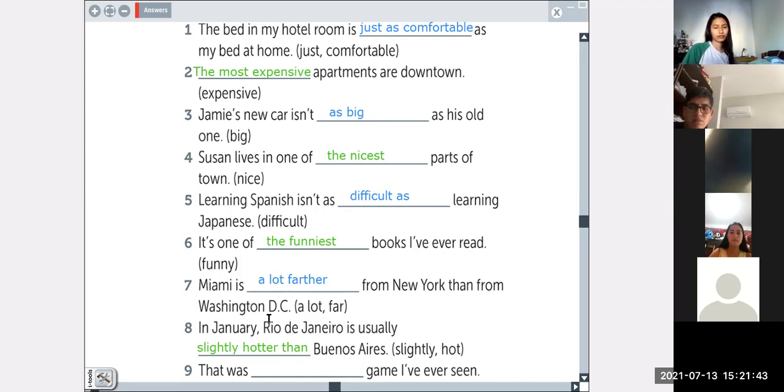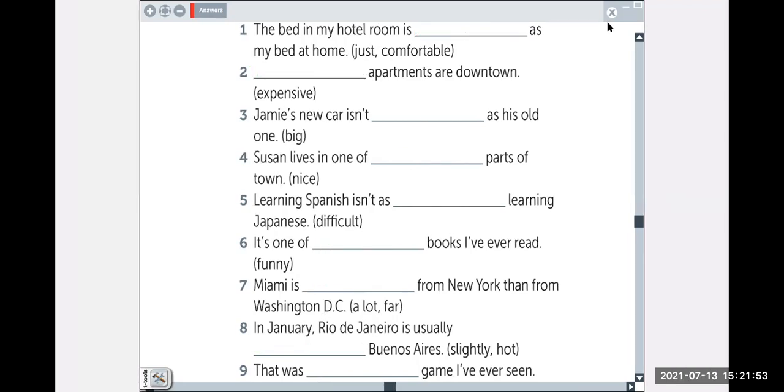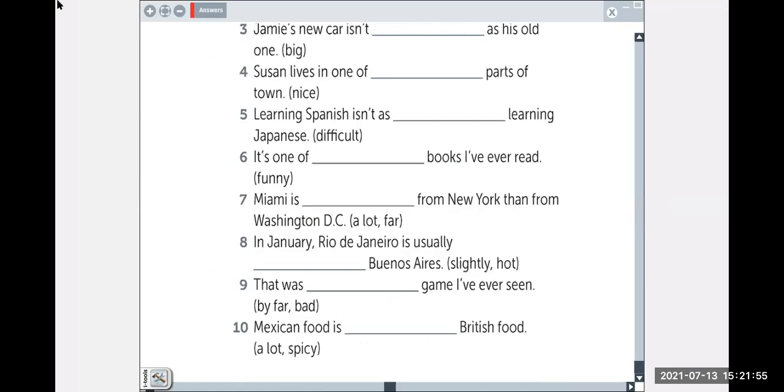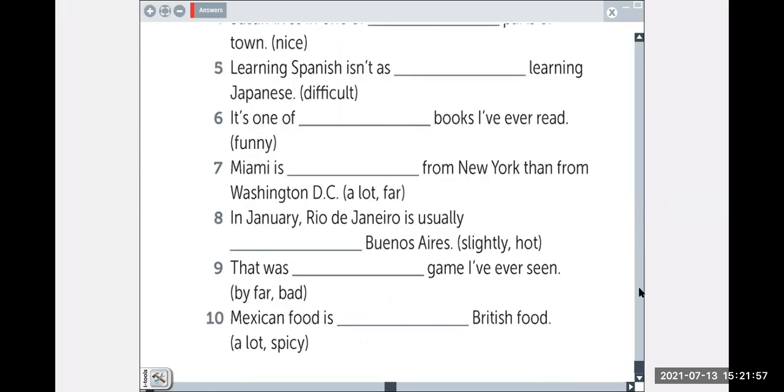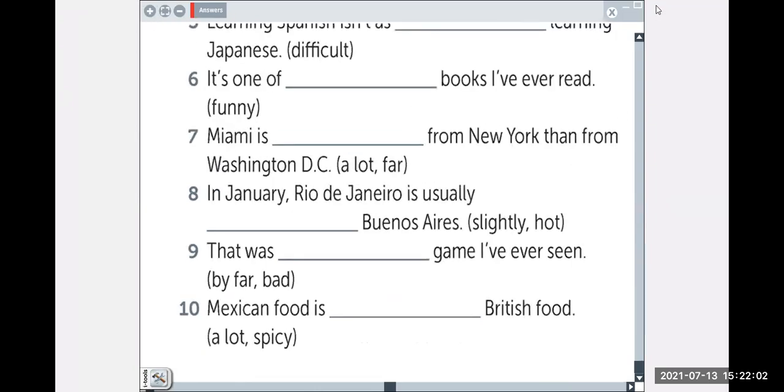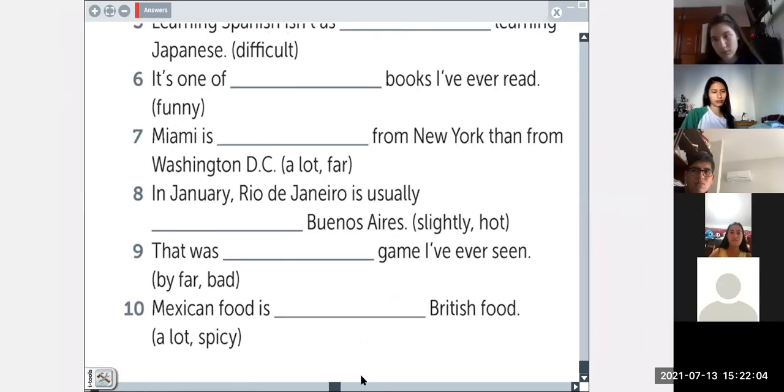Teacher, ¿me escucha? Yes. Ya. Podría bajar un poquito más el teacher, ¿verdad? Number 9. Teacher, ¿me escucha? Yes. Number 9, please.